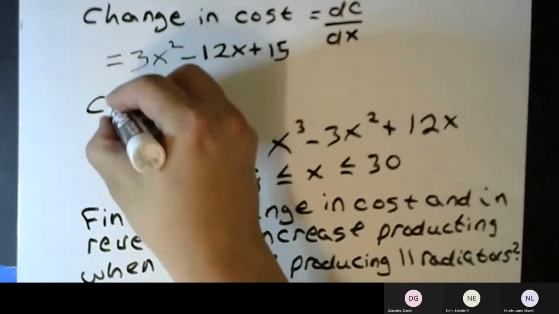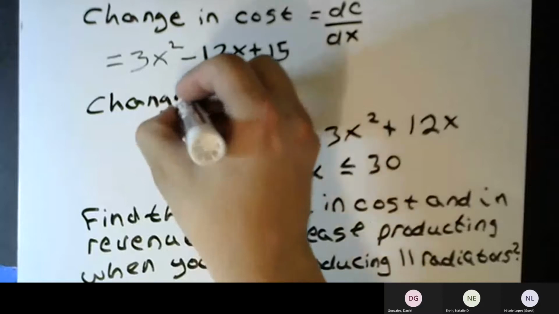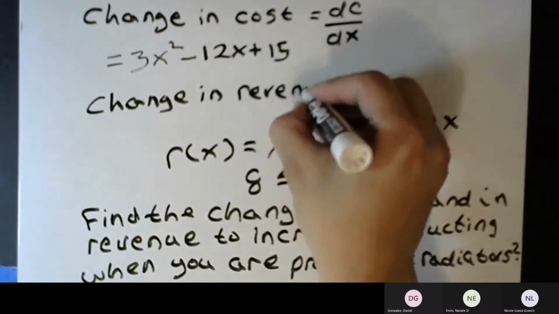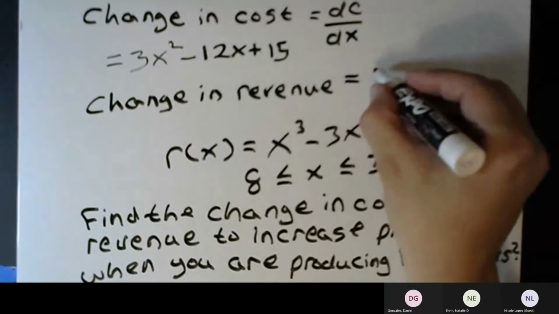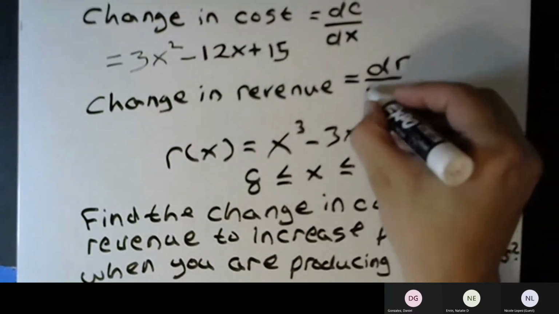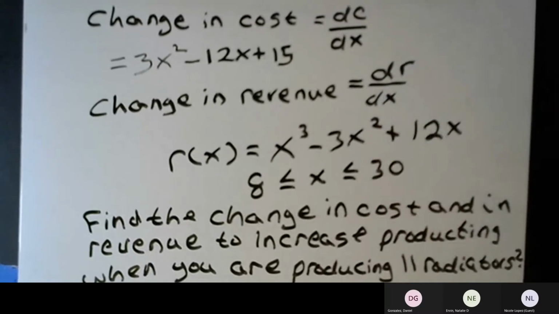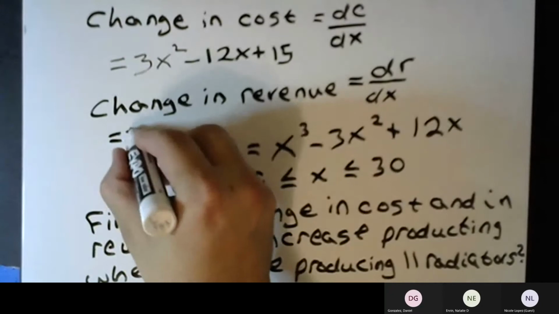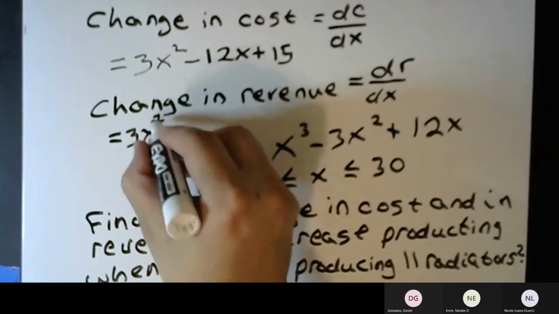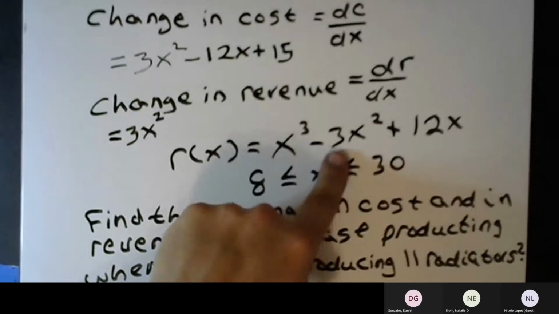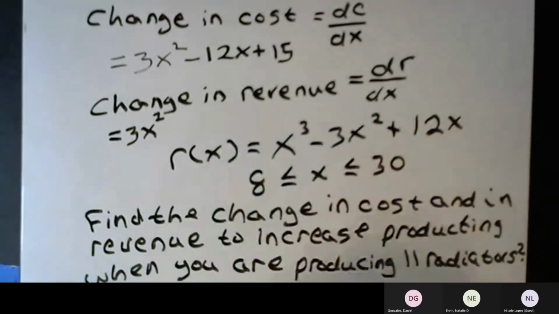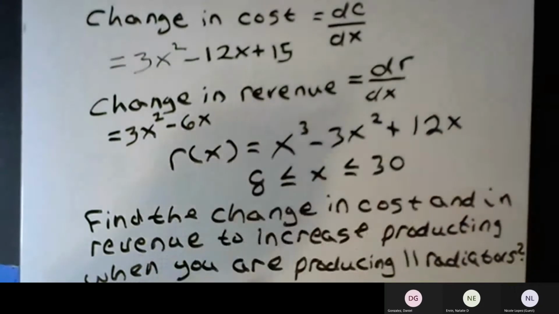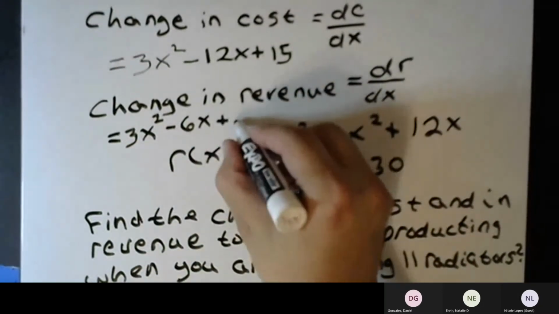So the change in revenue, which is dR/dx. Again, derivative of x cubed is 3x squared. Derivative of negative 3x squared, this 2 will hop down, we'll get negative 6x. Derivative of 12x is 12.